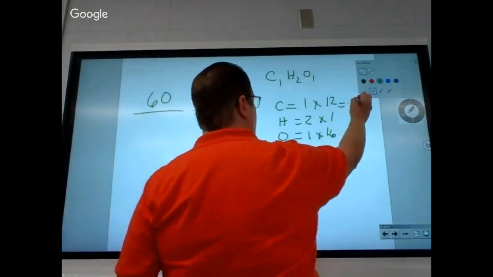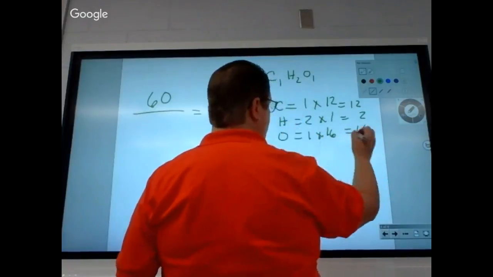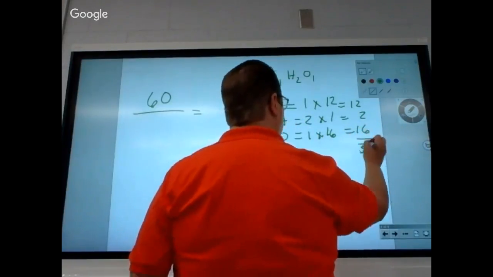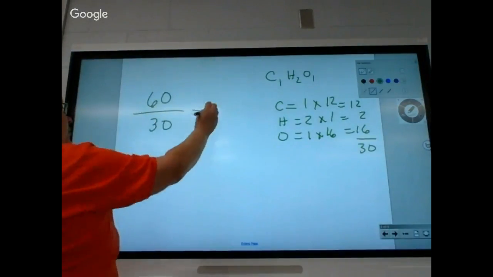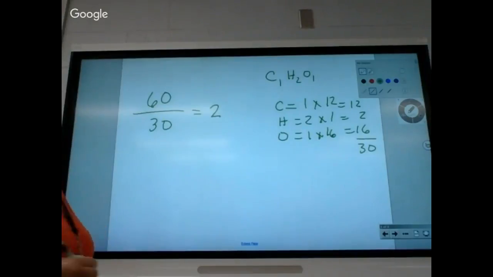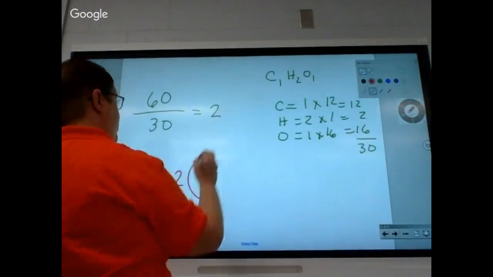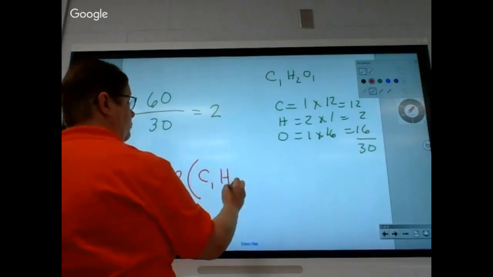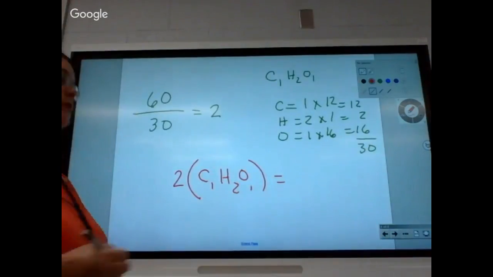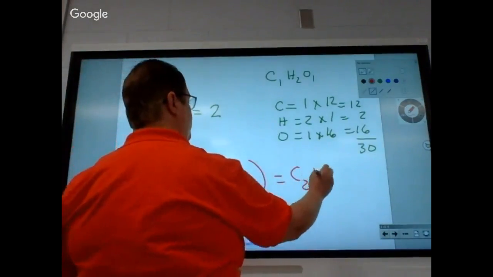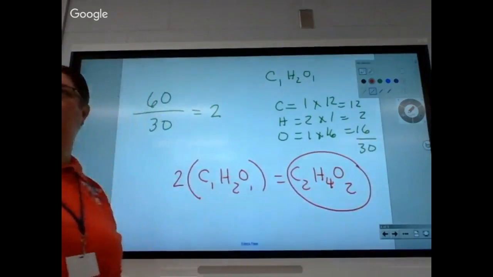So that's going to be 12, that's going to be 2, that's going to be 16. What's 14 and 16? That'll be 30. So 60 divided by 30 will be what? 2. So that means my formula was reduced by 2. So now I'm going to take the 2 and multiply it through my empirical formula. What do I get when I multiply it through? Yep, and that'll be my molecular formula.